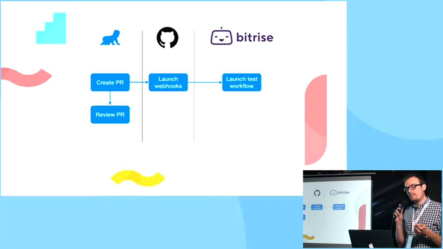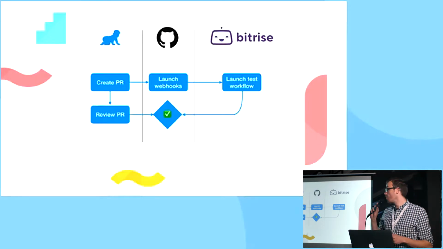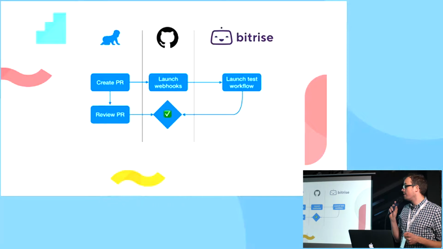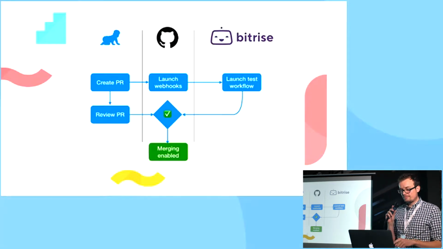Then the reviewer reviews the pull request, and if both the reviewer and Bitrise give it a green light, then the merging is enabled, and the developer can merge the code.